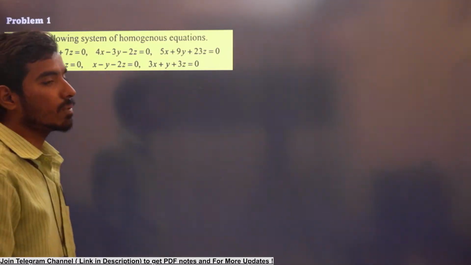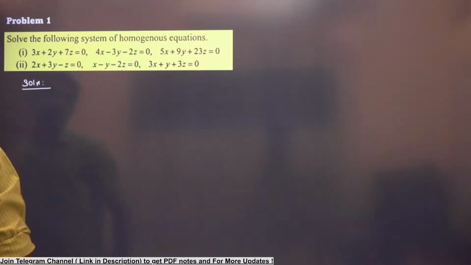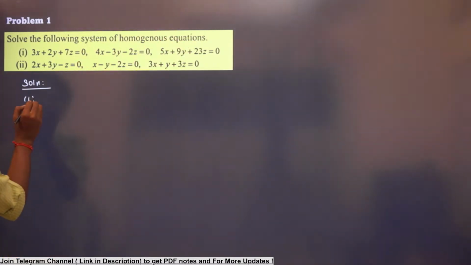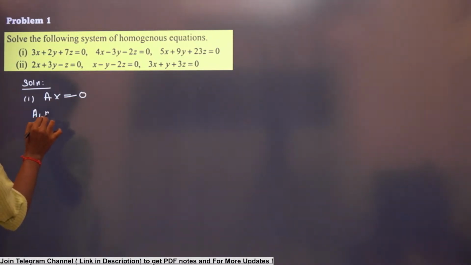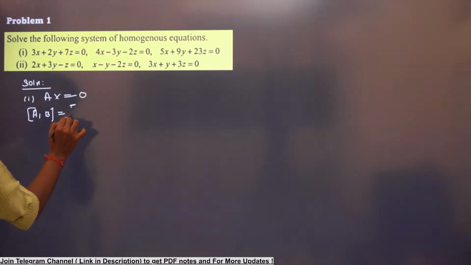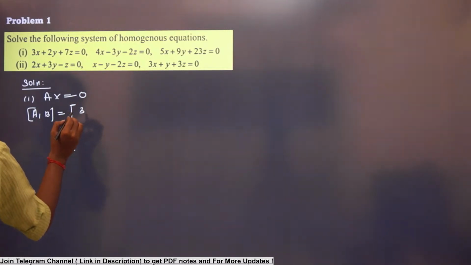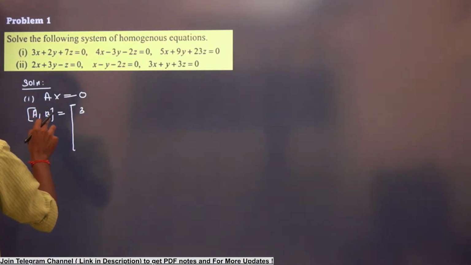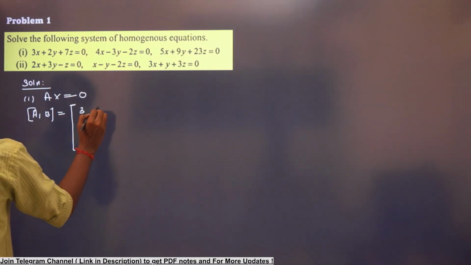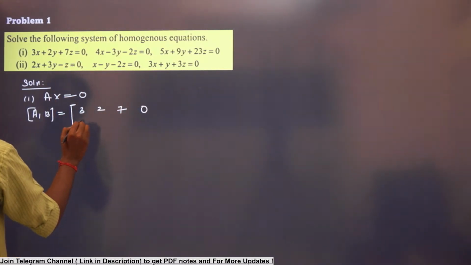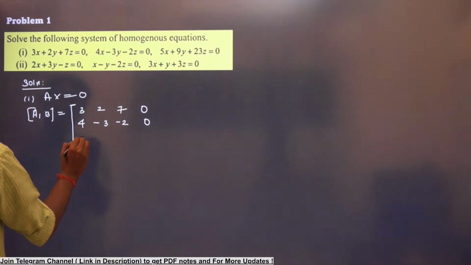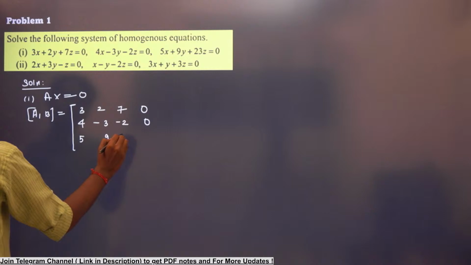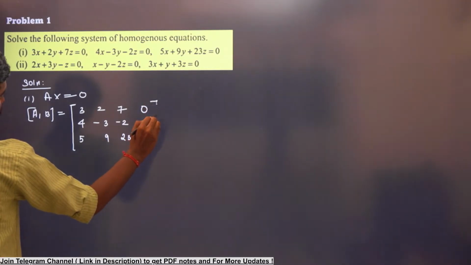Solve the following system of homogeneous equations. Why is it homogeneous? You can see the output is 0 0 0, right? So first problem. We have Ax equal to 0. So first form the augmented matrix. What is your augmented matrix? A comma B, but B is 0 here. So 3 2 7 0, 4 minus 3 minus 2 0, 5 9 23 0, right?